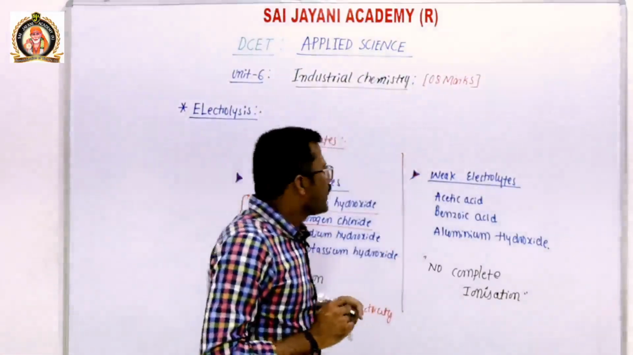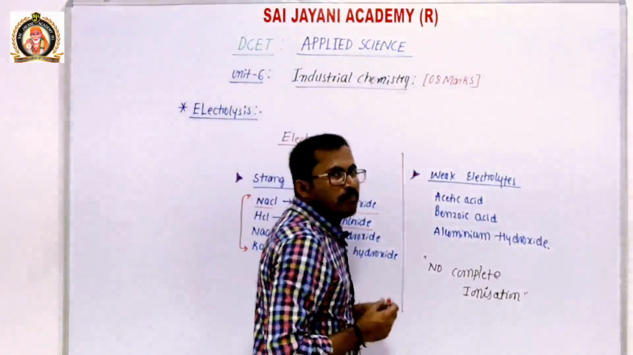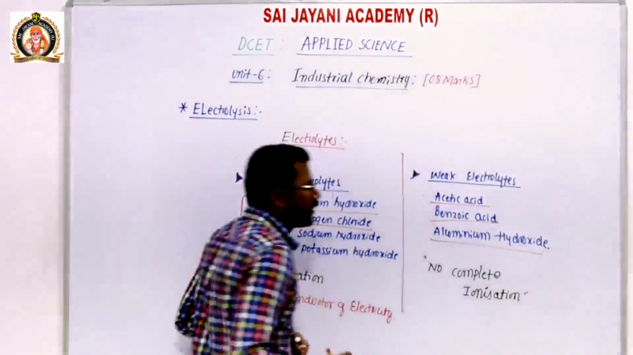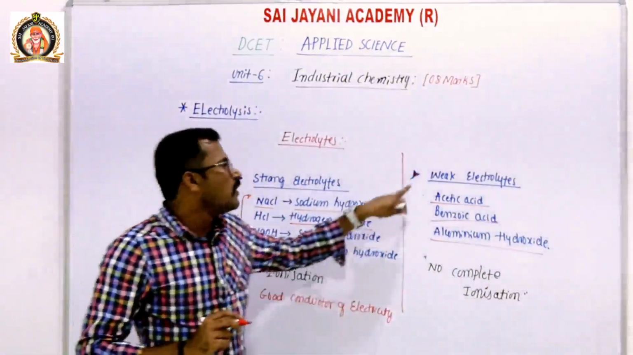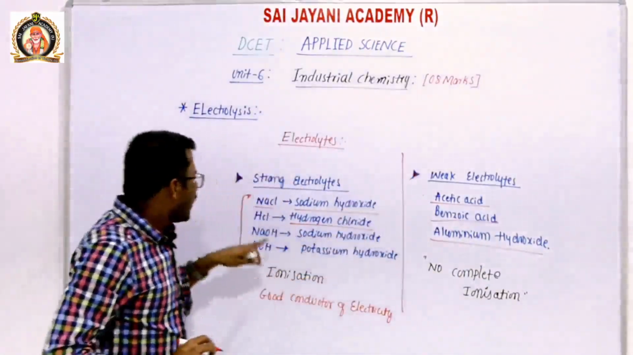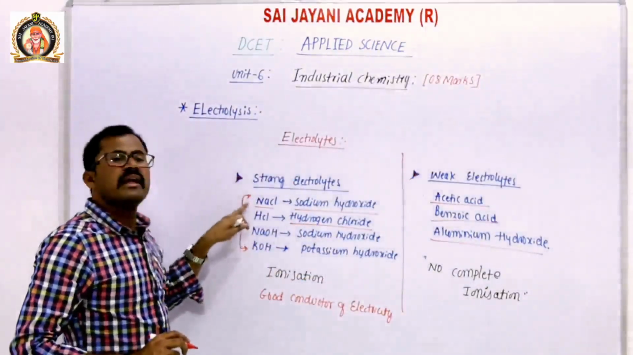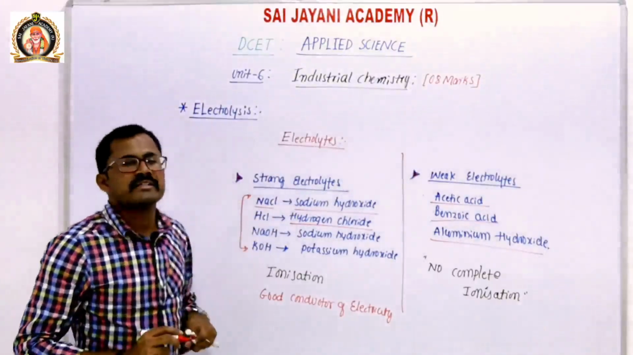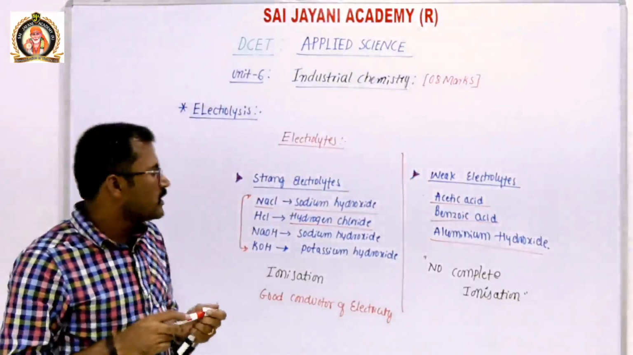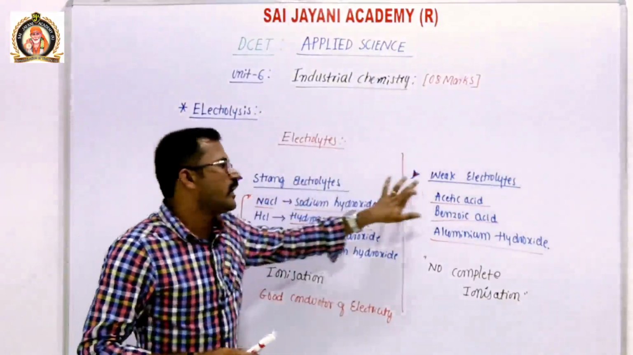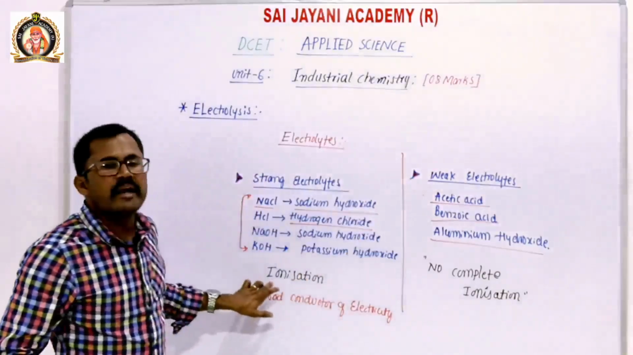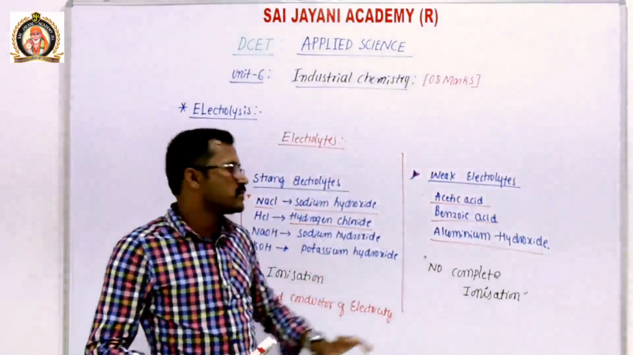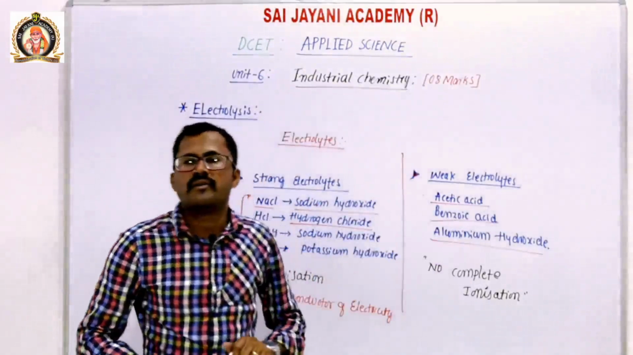Examples of weak electrolytes: acetic acid, benzoic acid and aluminum hydroxide. Examples of strong electrolytes: NaCl, HCl, NaOH, KOH. The difference between a strong electrolyte and a weak electrolyte is that in strong electrolytes complete ionization takes place and they are good conductors of electricity, while in weak electrolytes there is no complete ionization and they are not good conductors of electricity.